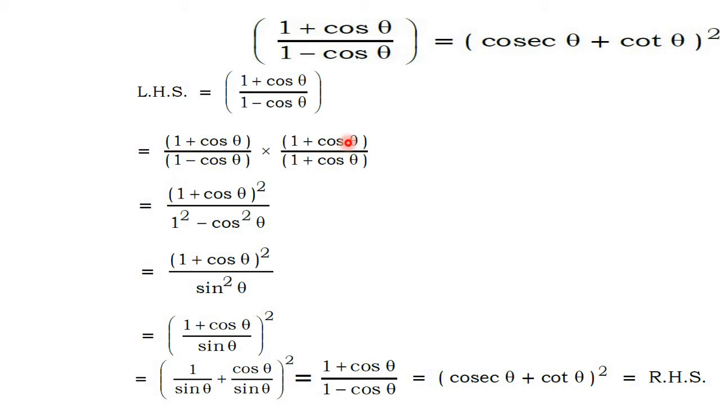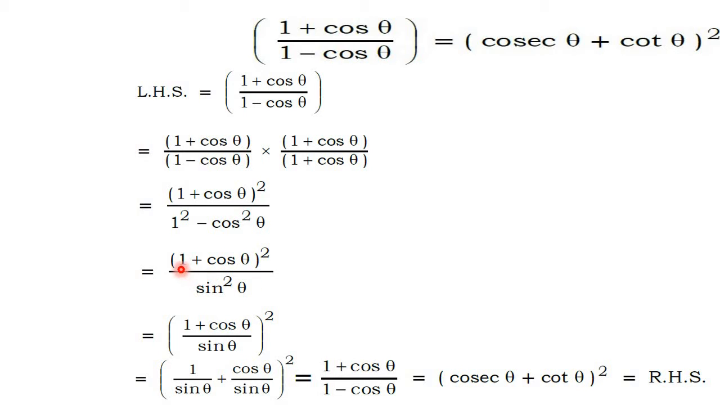So we get (1 plus cos theta) into (1 plus cos theta), which is (1 plus cos theta) whole square, divided by (1 minus cos theta) into (1 plus cos theta). This is in the form (a plus b) into (a minus b), which is a square minus b square. The denominator becomes 1 square minus cos square theta, that is 1 minus cos square theta, which is nothing but sin square theta.